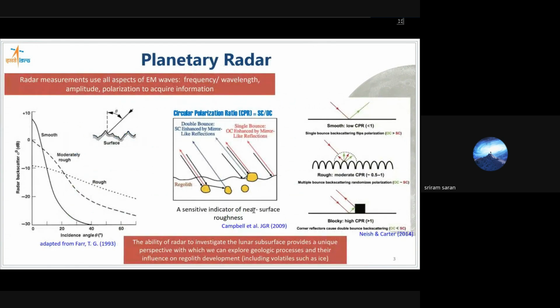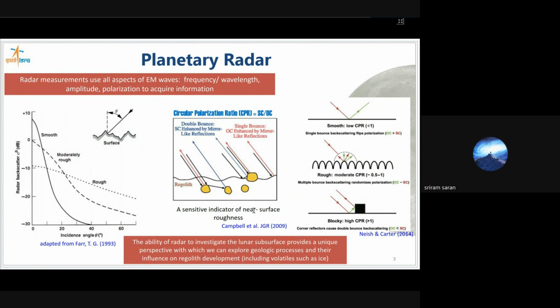So let's start with the radar in general. Typically, radar is an active instrument. It operates in the centimeter wavelength scale, typically from 1 centimeter to 100 centimeters. So it is sensitive to particles of sizes from 1/10 up to 10 times the wavelength we use. And in dry geologic environments, it can penetrate up to 10 times the wavelength used.